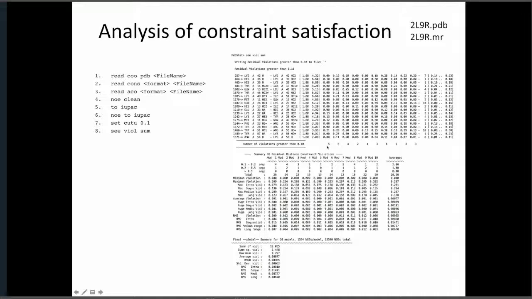I hope you can read the numbers. Basically, it will provide you with a list of all the violations greater than the cutoff, then a summary of those violations, and then whatever people ask me, like the range 0.1 to 0.2 angstrom, 0.2 to 0.5, and greater than 0.5. It will classify, and then different kinds of averages for all intra, sequential, medium, long, etc., and the minimum and maximum violation. If you don't provide a cutoff, the program will use 0.3.